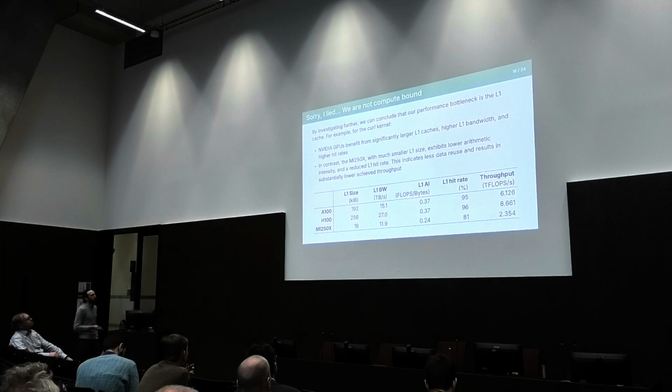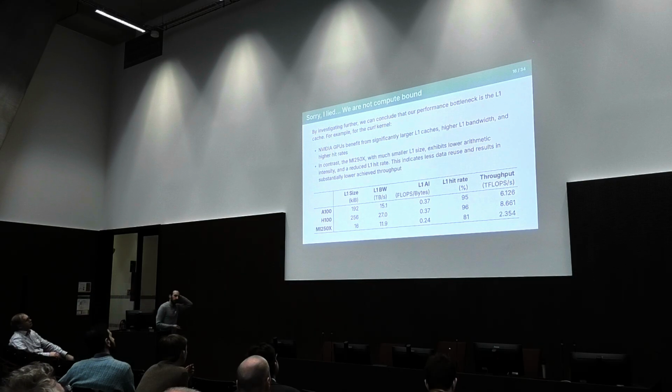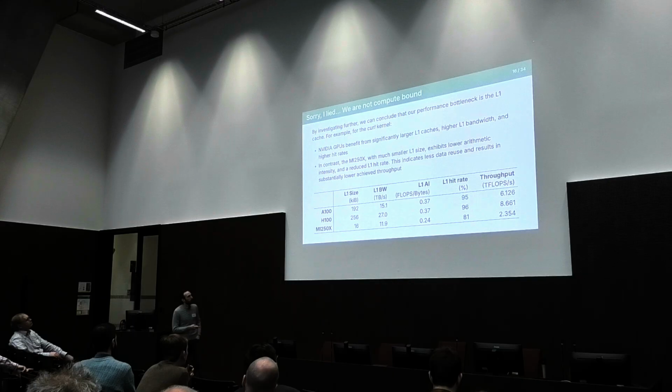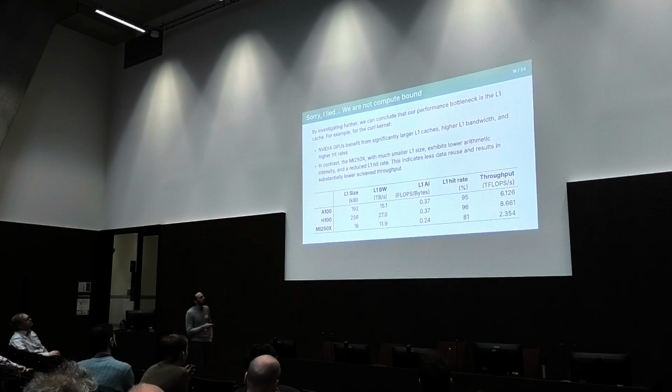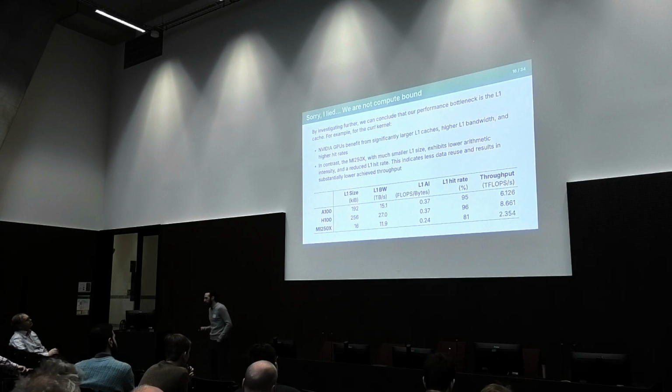And the real problem we have actually is that we are not really compute bound, we are L1 bound, okay? And this is one of the main problems, I would say, a choice of AMD at some point, to provide a very small L1 cache, okay? If you compare A100 and H100, okay, you have close to 200 kilobytes of L1 cache, while on LUMI you only have 16 kilobytes of L1 cache. And the bandwidth is also lower, and also we observe an arithmetic intensity that is slightly lower on LUMI.